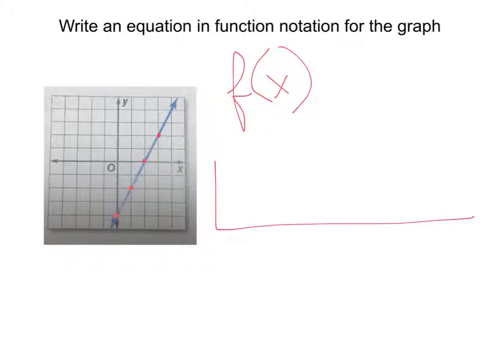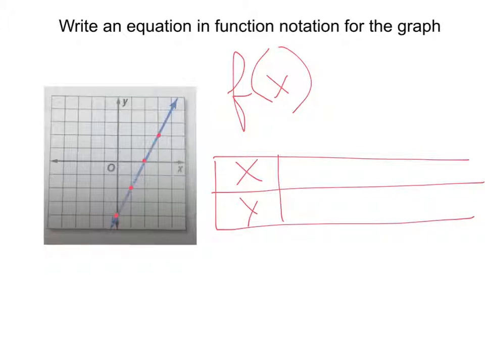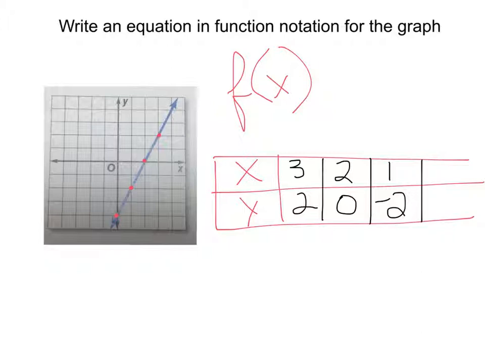So our first point is at x 3, y 2. The next point is x 2, y 0. Then we have x 1, y negative 2, and then you have x 0, y negative 4. So if you're looking at this set of data to create an equation, you want to find what is happening to x to get y.